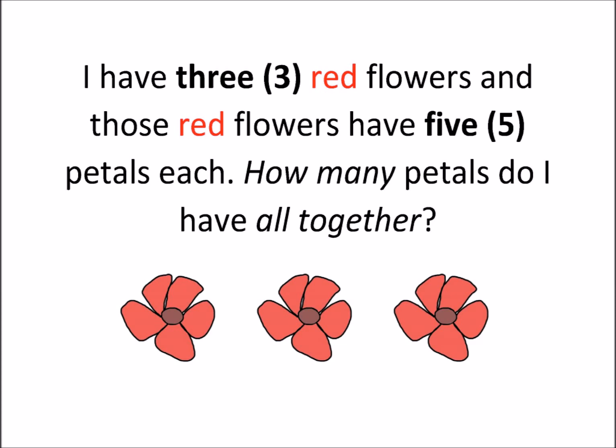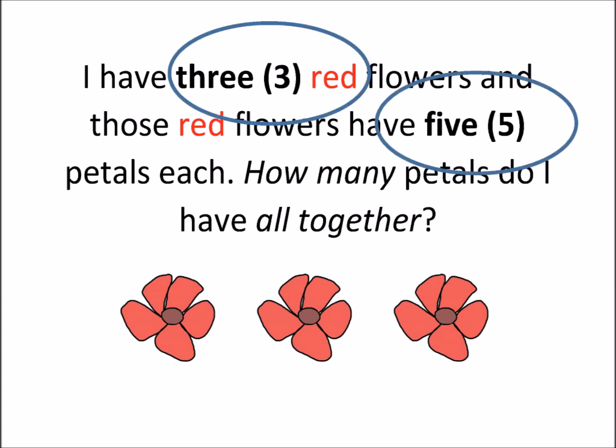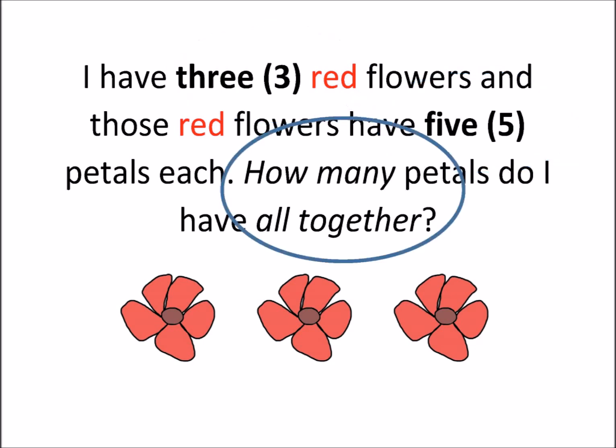So what numbers can you see and hear in that problem? That's right, we have a 3 and a 5. And what is the problem asking us to do? To find how many petals do I have all together? That's right. So this is when we use multiplication to work out how many petals we have all together. And we can use a set model to easily see our problem and work it out.